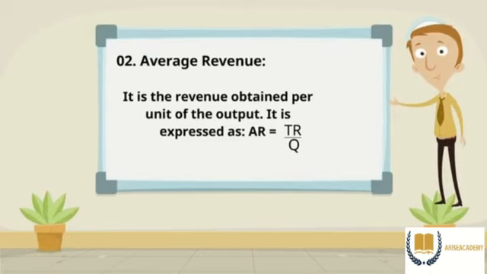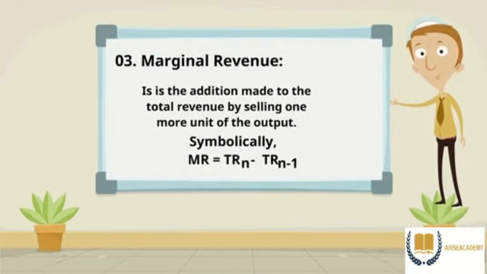It is the revenue obtained per unit of the output. It is expressed as AR equals TR upon Q. It is the addition made to the total revenue by selling one more unit of the output. Symbolically, MR equals TRn minus TRn-1.